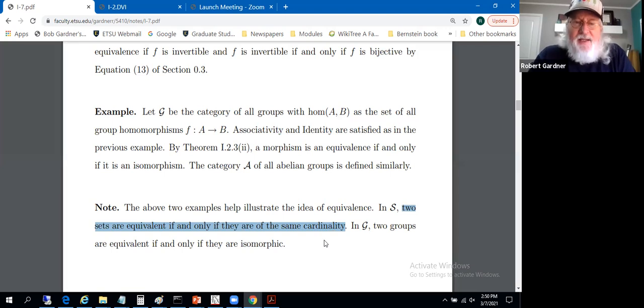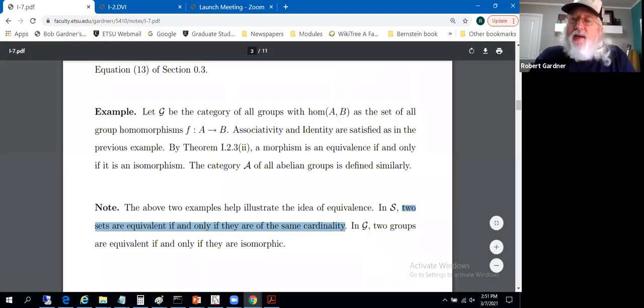So it makes sense to say that two sets are equivalent if they have the same cardinality. They don't have any other kind of structure. All they have is a cardinality. So that's a reasonable thing as well. And in this particular example of a category, that's exactly what happens.